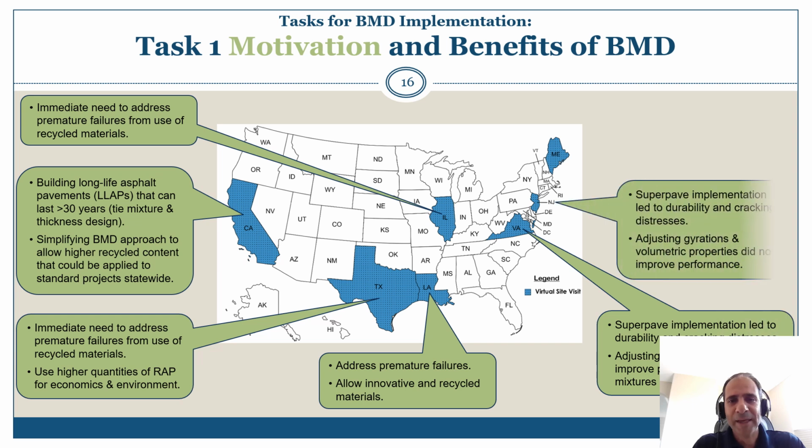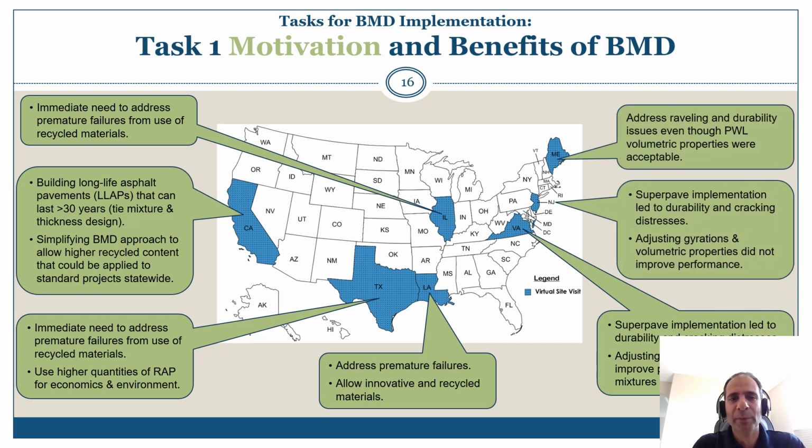Overall, all 7 states were looking into improving pavement performance, like raveling, durability, and cracking, which are the most common premature failures observed, even though adjustments were made to the current Superpave volumetric-based mix design, such as changing gyration levels and adjusting the volumetric property requirements. While there was some improvement with those adjustments, they were not enough to address all the challenges and problems that these state DOTs are facing.